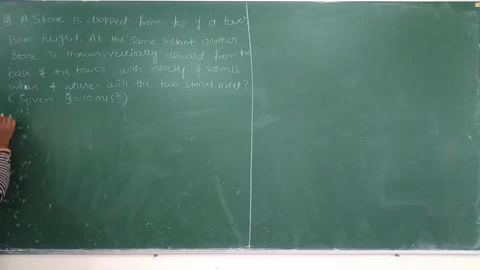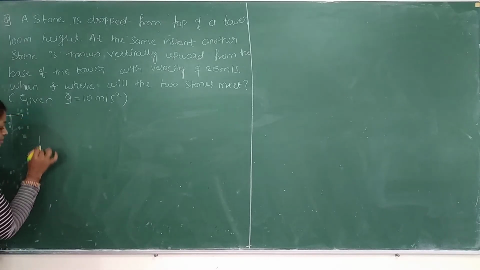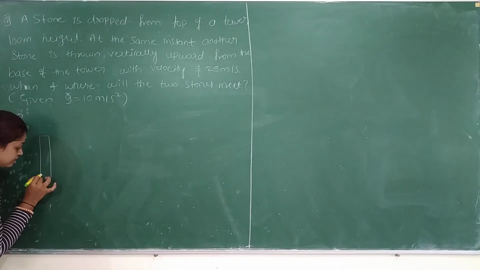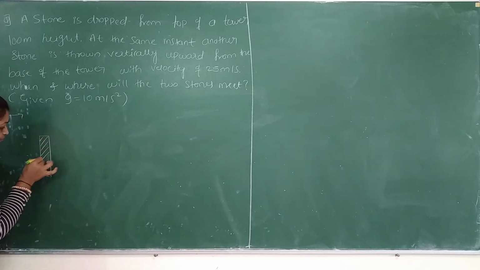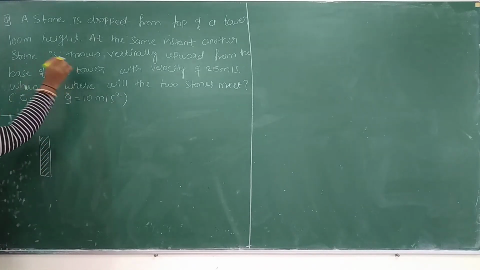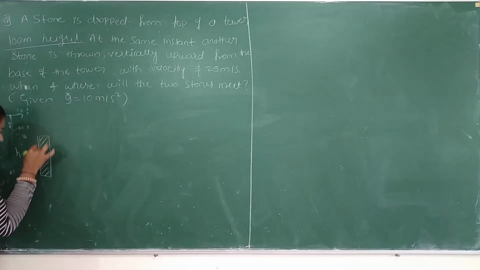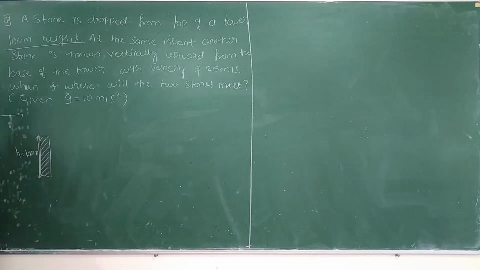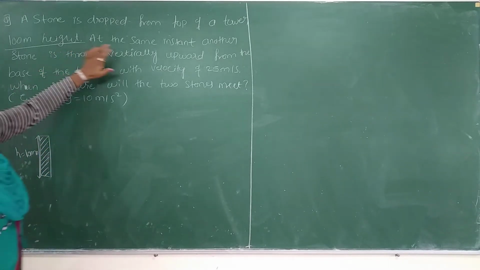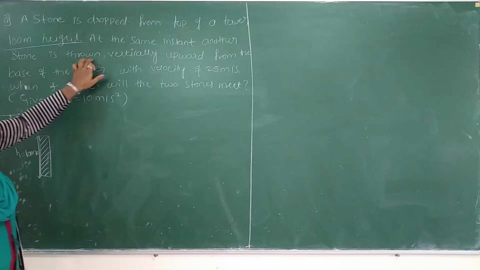Just imagine, dear students, let us draw the tower. Just imagine this is a tower and its height is given. How much is it? 100-meter height. H is equal to 100 meter. So this total tower height is how much? 100 meter. Then at the same instant, another stone is thrown vertically.